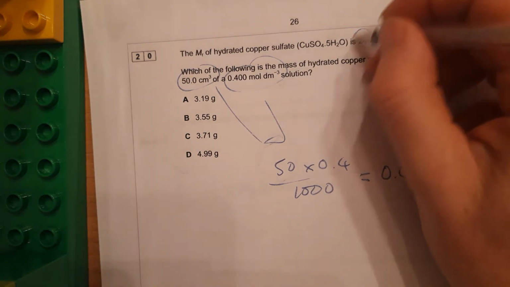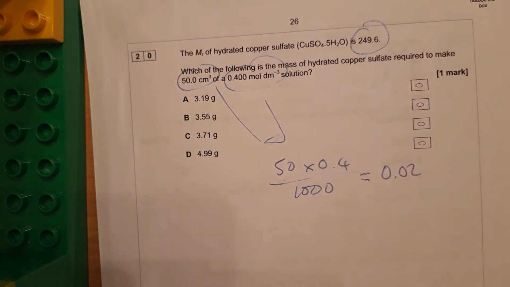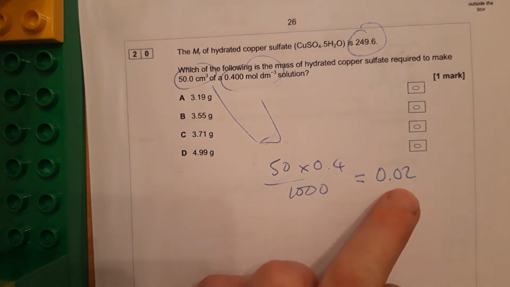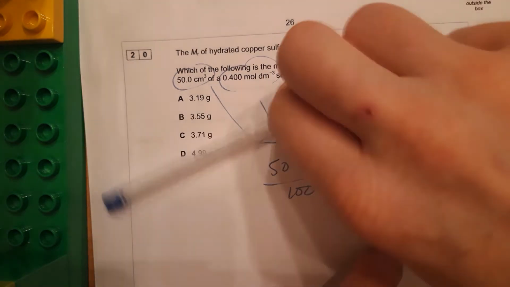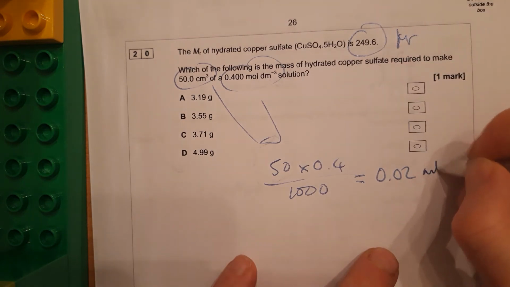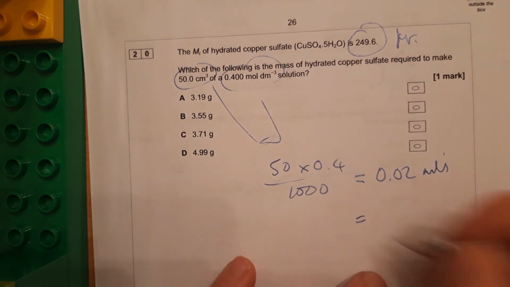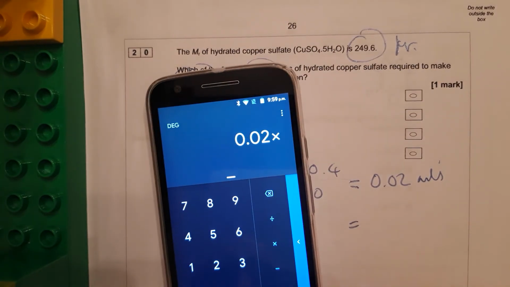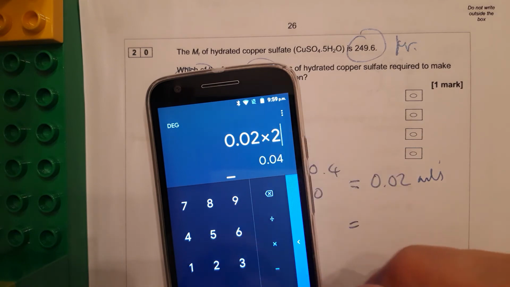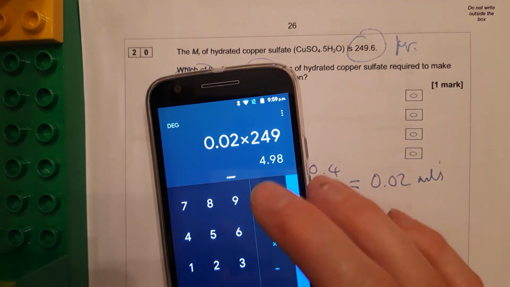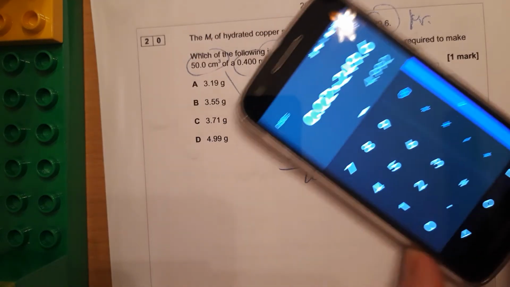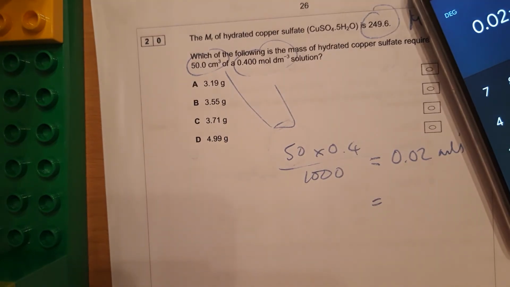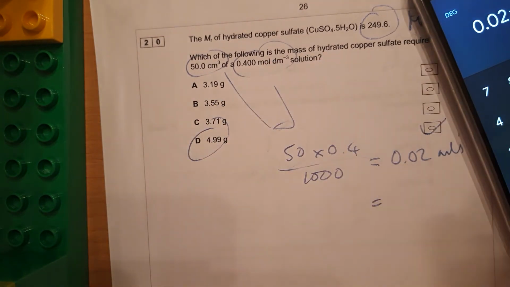And I've got the MR there. If I times the moles by the MR, this is the MR. This is moles. Moles times MR equals mass. Got 0.02 on my calculator, times MR: 249.6. 4.99, D. 20 is D. Yay. Okay.